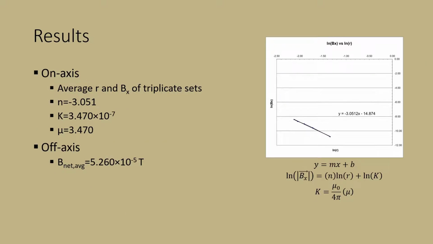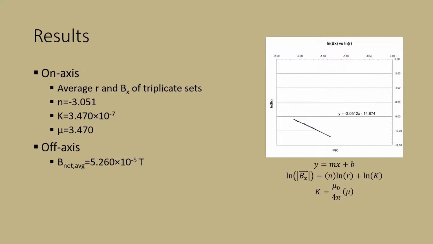With my on-axis data, I was able to graph the natural logarithms of the distances, r, and the x components of the magnetic fields, Bx, against one another, finding constants n, k, and importantly, mu, the magnetic dipole moment. n was found to be negative 3.051, k was found to be 3.470 times 10 to the minus 7, and mu was found to be 3.470.